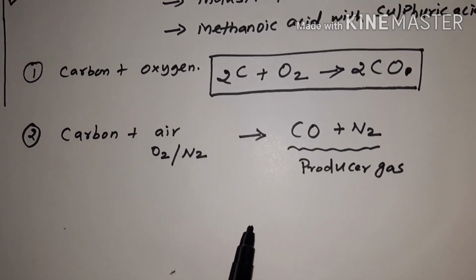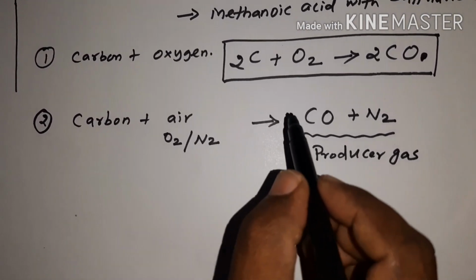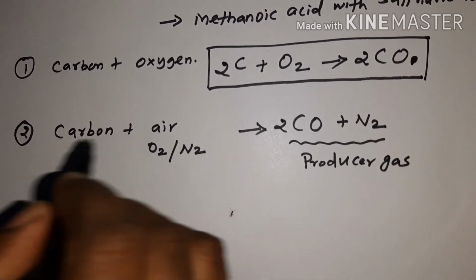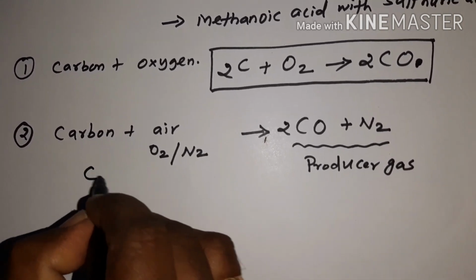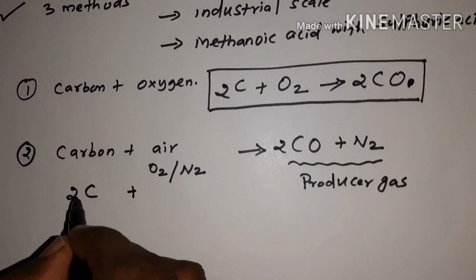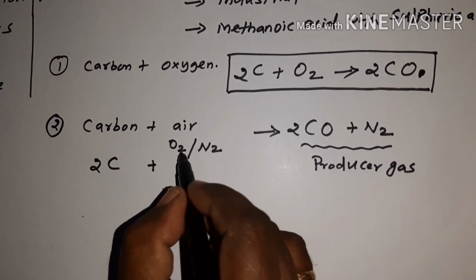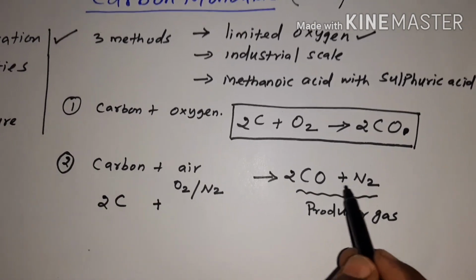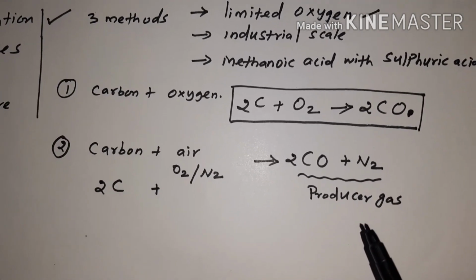Then you need to balance the equation. Here it will come 2, and here C plus O2 and N2. So here you put 2. So 2 carbon, oxygen and nitrogen, and we get carbon monoxide plus nitrogen. So it is called producer gas.